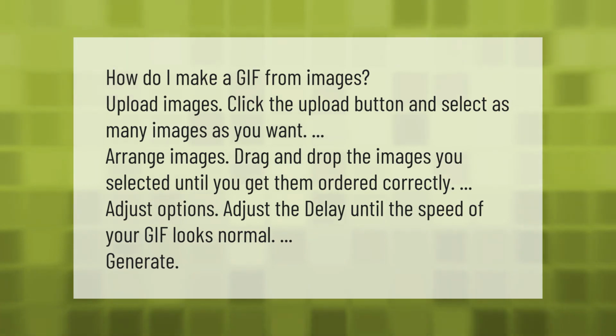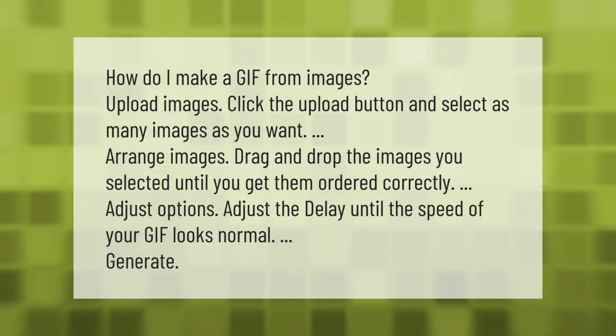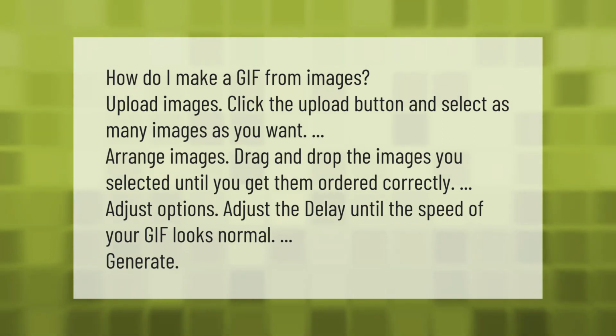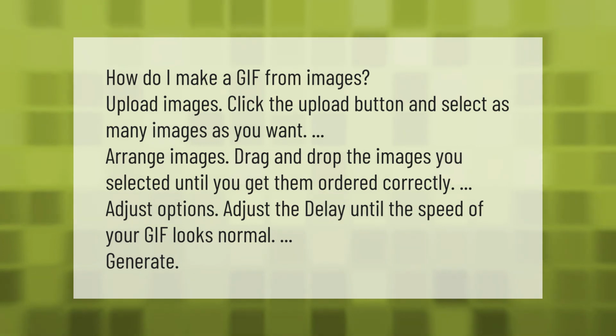How do I make a GIF from images? Upload images. Click the Upload button and select as many images as you want. Arrange images. Drag and drop the images you selected until you get them ordered correctly. Adjust options. Adjust the delay until the speed of your GIF looks normal. Generate.